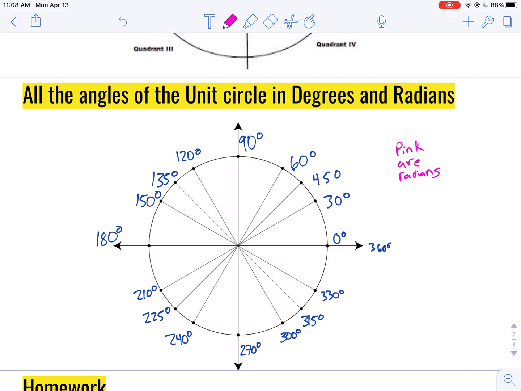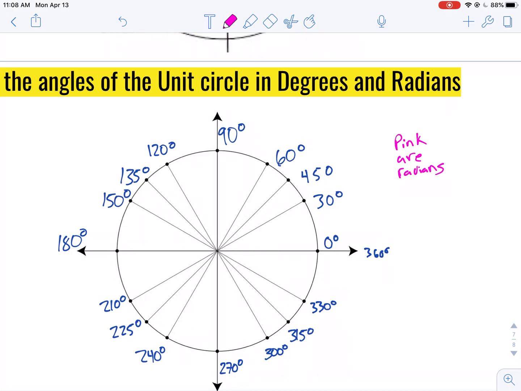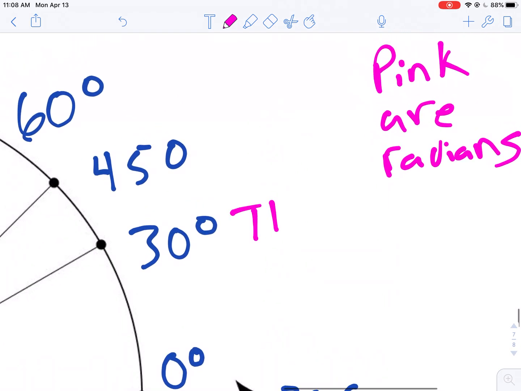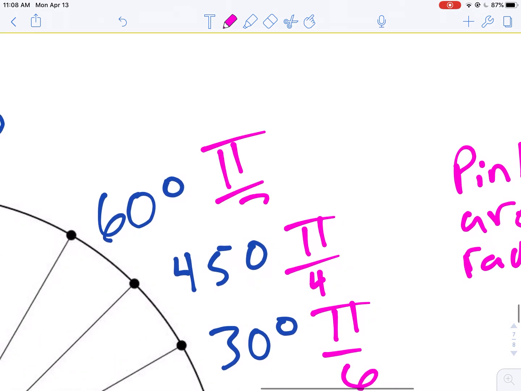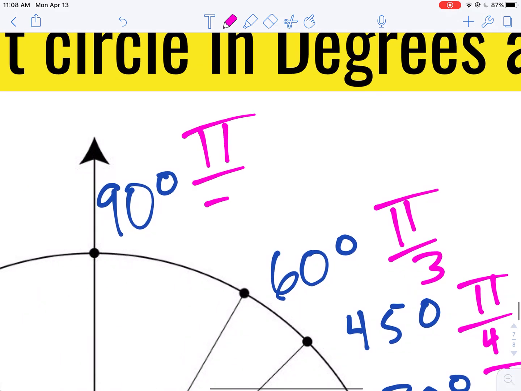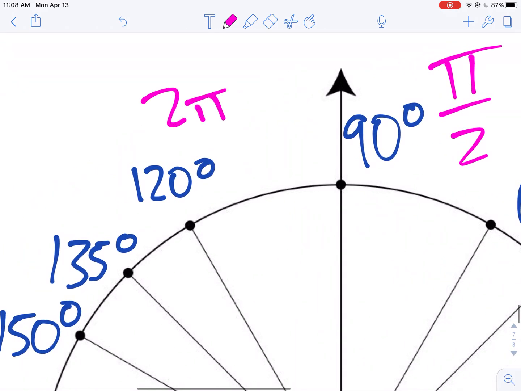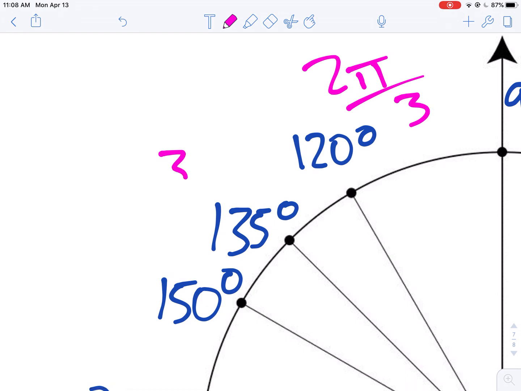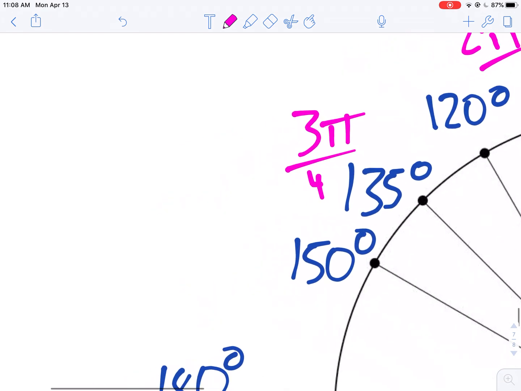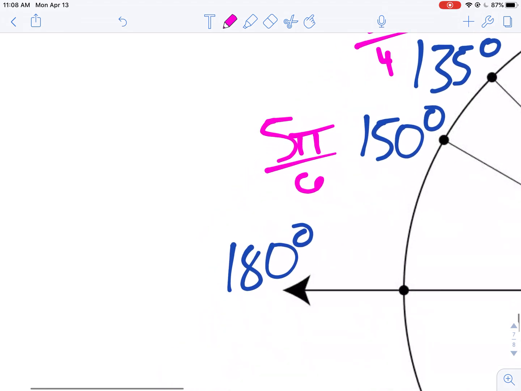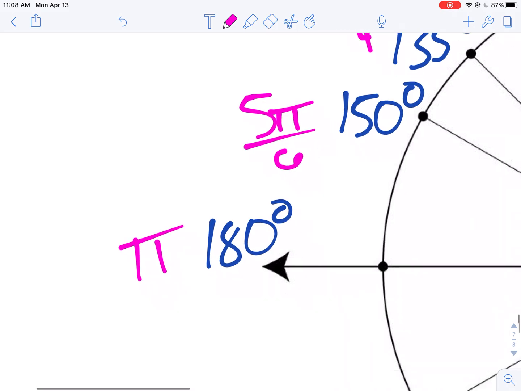I gave you a chart at the end of last week's notes that has converted all of these angles. These are the big unit circle angles. So I'm just going to go through. This is pi over 6, pi over 4, and pi over 3. 90 degrees is pi over 2. This is 2 pi over 3. This is 3 pi over 4. This is 5 pi over 6. This is pi. We learned last week that pi radians is half of a revolution of a full circle. So we now know that if I'm looking at pi radians, I'm looking at half of a revolution.